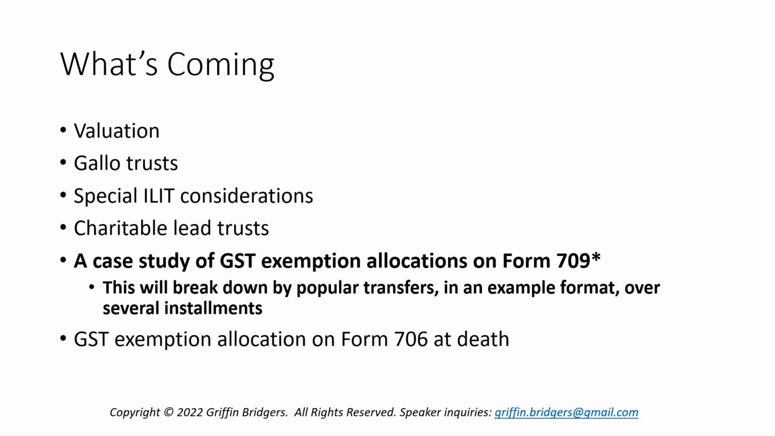And then finally, we'll have a longer series, which is a case study of GST exemption allocations on Form 709 for different types of transfers like GRATs, charitable lead trusts, ILETs, direct transfers to a grantor trust, Crummey rights, whatever the case might be. And then finally, we'll look at GST exemption allocation on Form 706 at death.